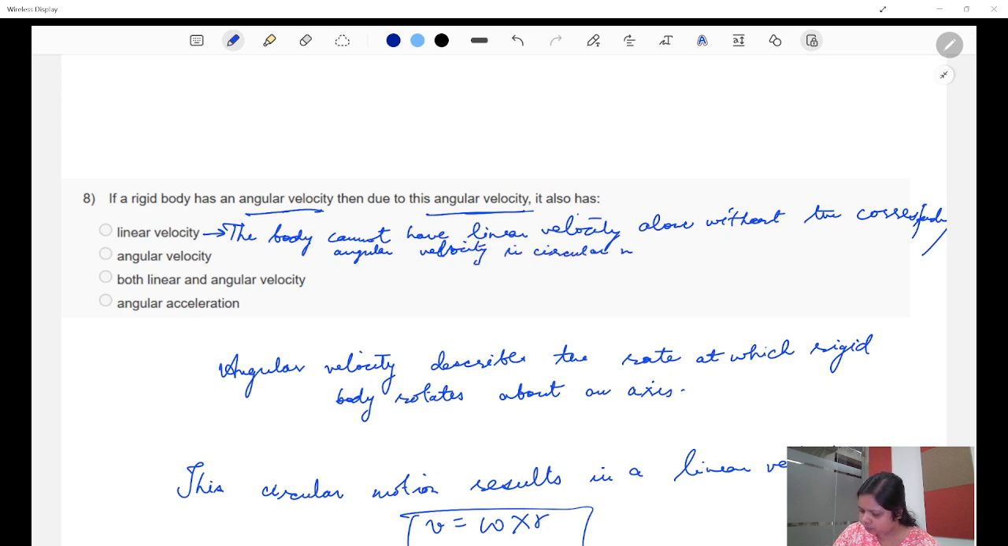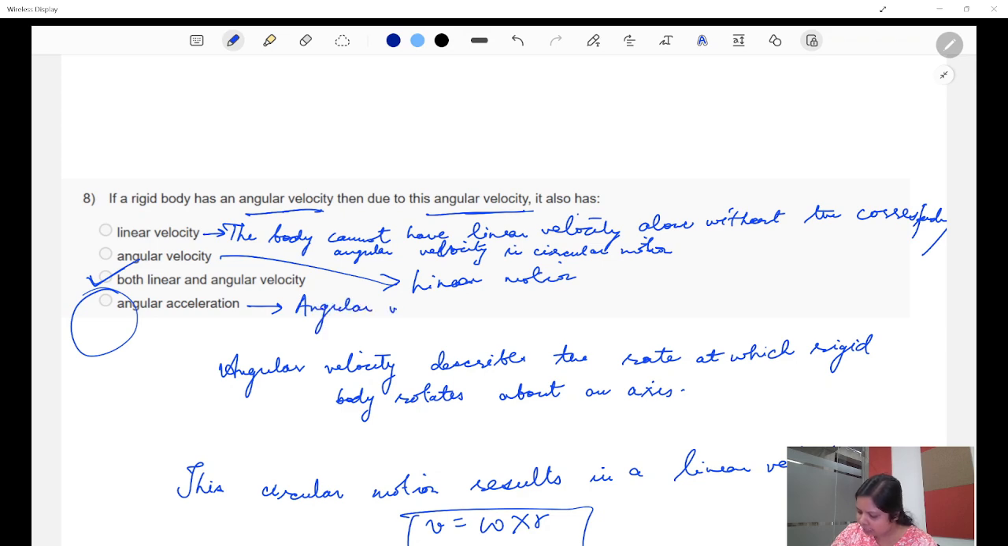Circular motion. Angular velocity alone is incorrect because angular velocity implies rotation, which inherently causes linear velocity for points away from the axis. So just angular velocity is not correct because it actually implies linear motion for all the points. Okay, so the correct answer is both linear and angular velocity. Another thing, angular acceleration is also there in the options. So why is it incorrect?